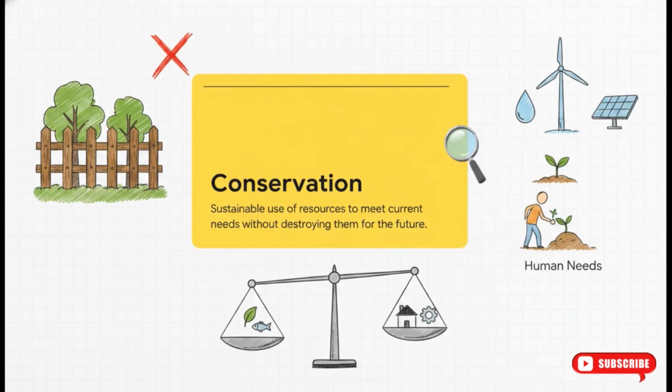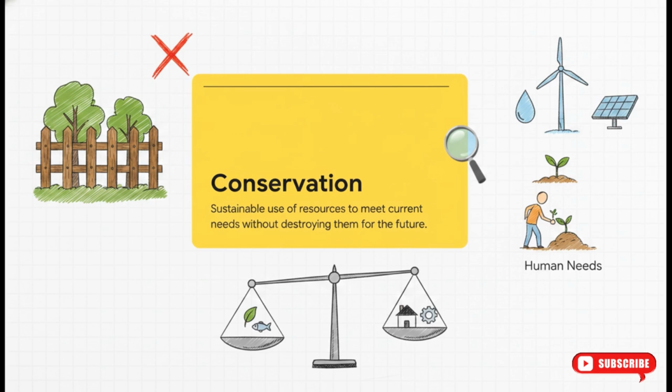Let's clear up one last misconception, and this one is regarding the term conservation. A lot of students think conservation simply means do not touch, like putting a giant electrified fence around a forest and just leaving it entirely alone forever. But examiners want you to know that true conservation actually includes sustainable use. It's about managing resources so we can use them to meet our current human needs, but doing so in a smart way that doesn't destroy them for future generations.